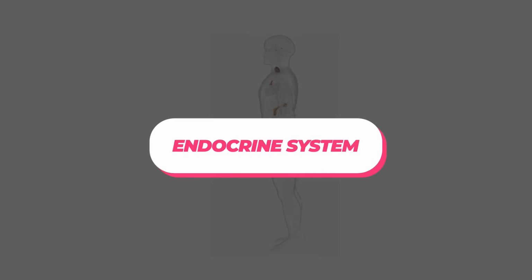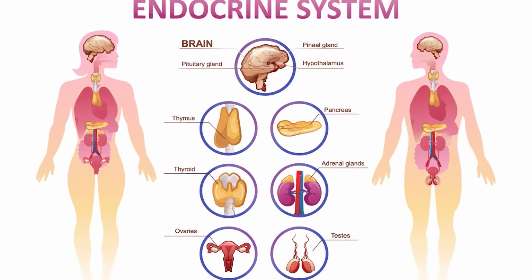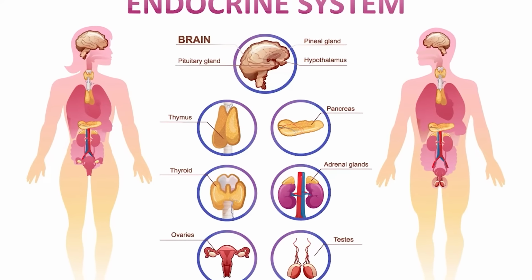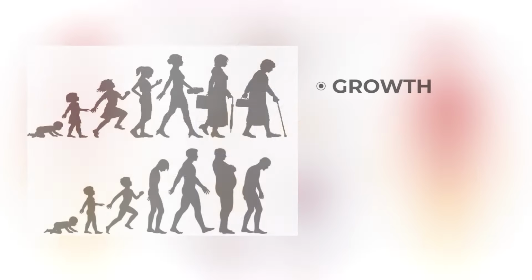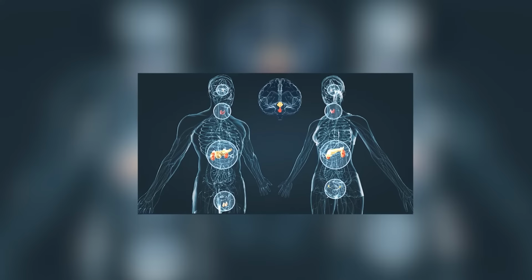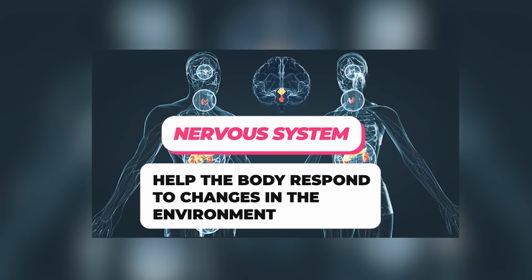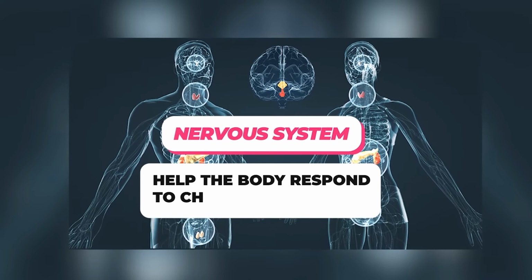The endocrine system. The endocrine system is a complex network of glands and hormones that regulate various bodily functions, including growth, development, metabolism, and reproduction. The endocrine system works closely with the nervous system to help the body respond to changes in the environment.